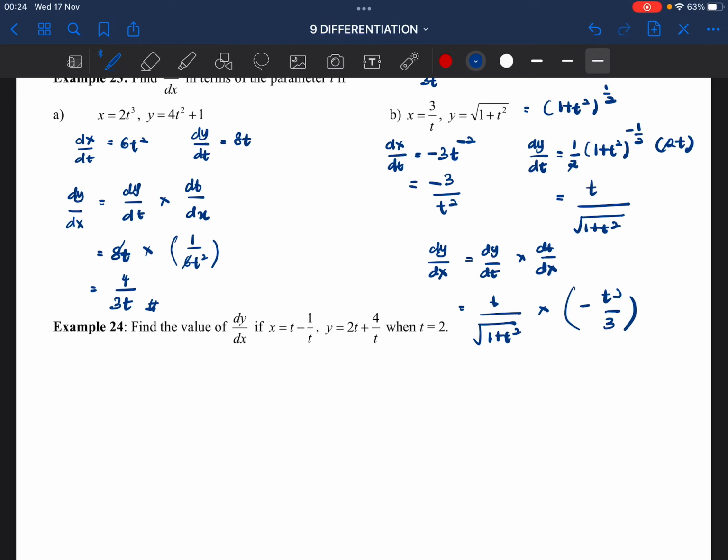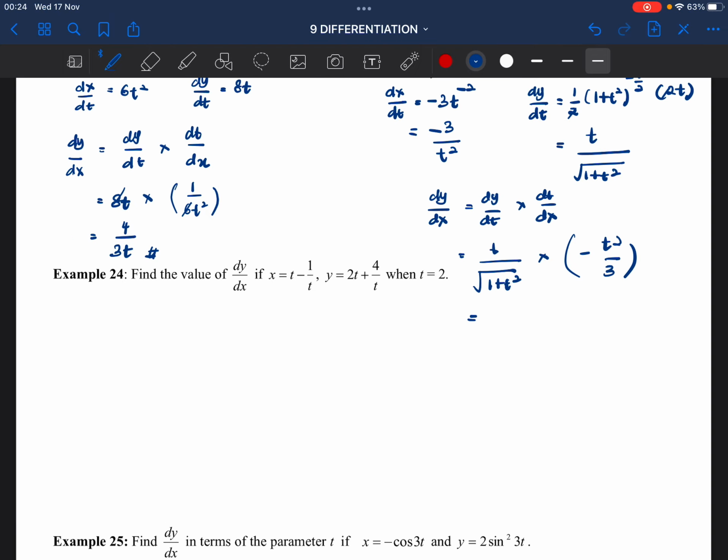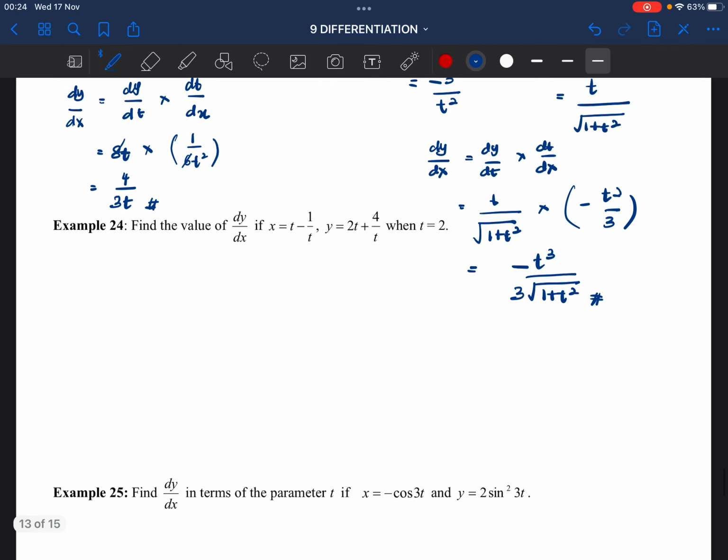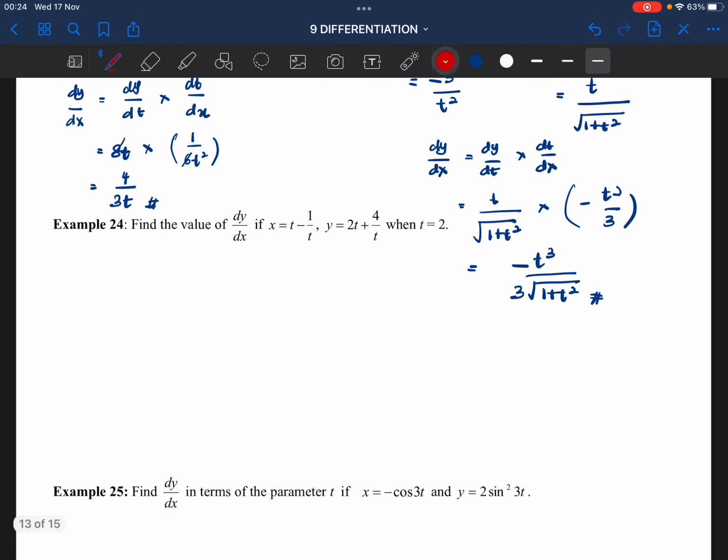Now we can just simplify. We should have negative t cube over 3 square root of 1 plus t square. Okay, so that is your answer. Let's do one more question here. This one I think you can do by yourself. Example 24, you can try it by yourself.